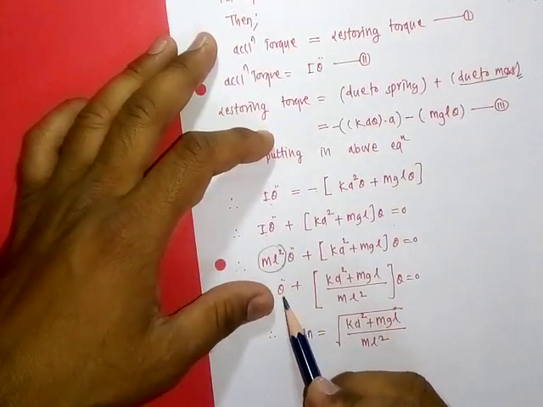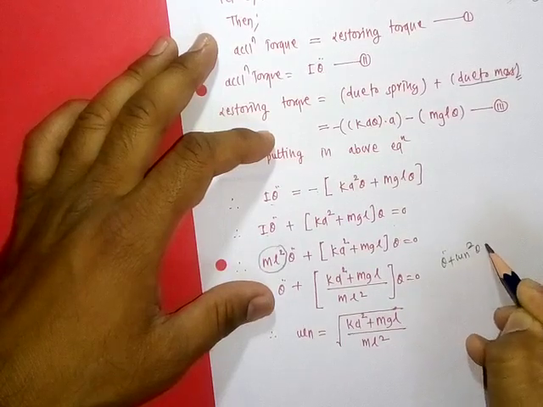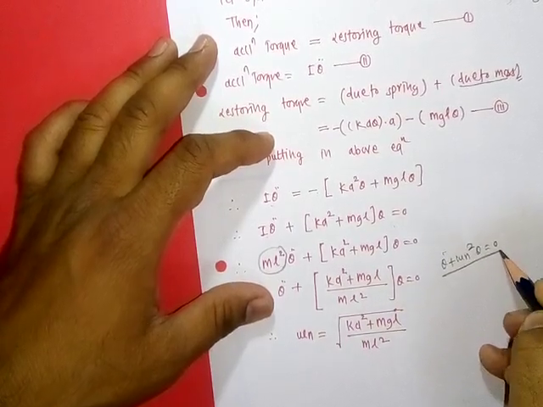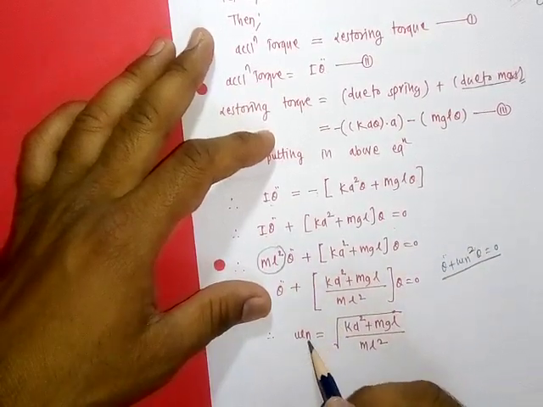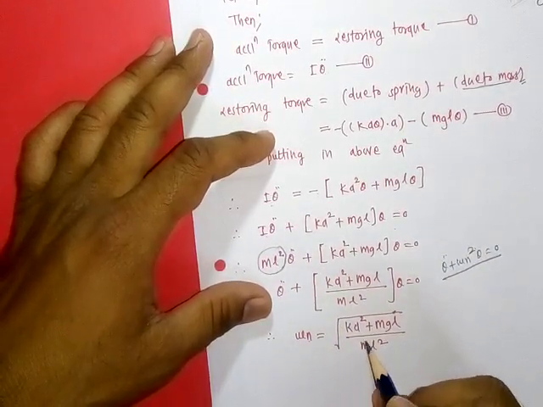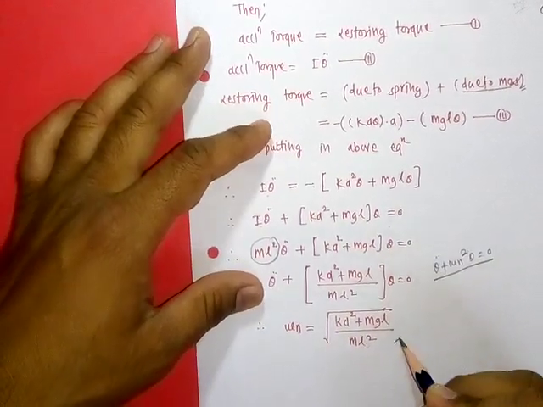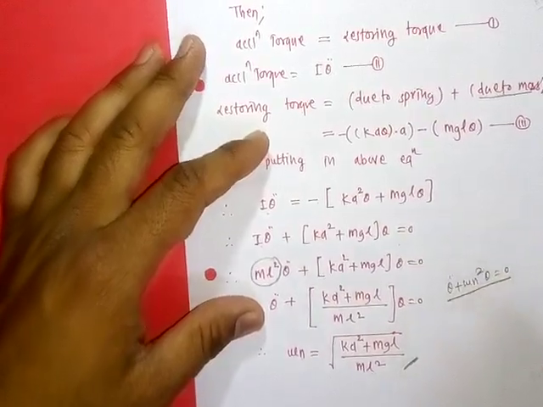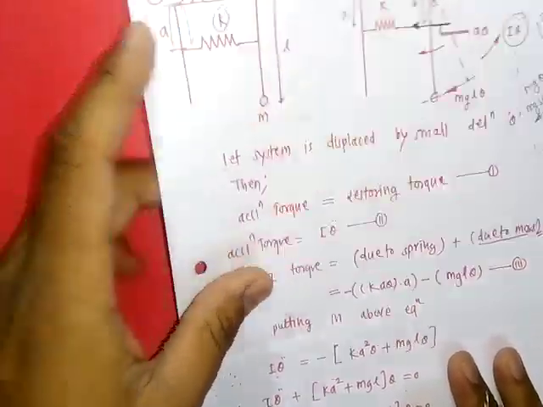Arranging in standard format, the standard format is theta double dot plus omega n square theta is equal to 0. So arranging in this format, we get omega n square as this term, so the natural frequency will be under root of (k a square plus mgl) upon ml square. This is the natural frequency. This is a simple one. Now let's take the next problem.